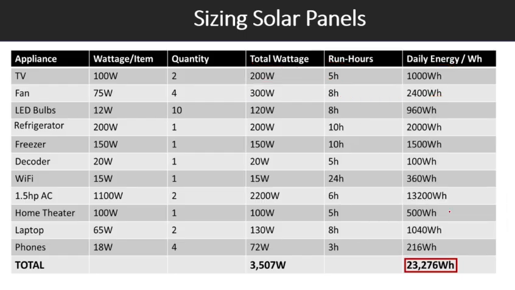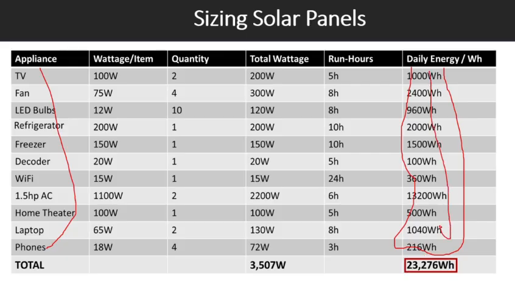Now for calculating your solar panels, we are making use of the daily energy from our load analysis table. This is our daily energy for each of these appliances. This is their daily energy consumption. Now you sum everything like this. You sum them together. As you can see, this is how I summed my own.